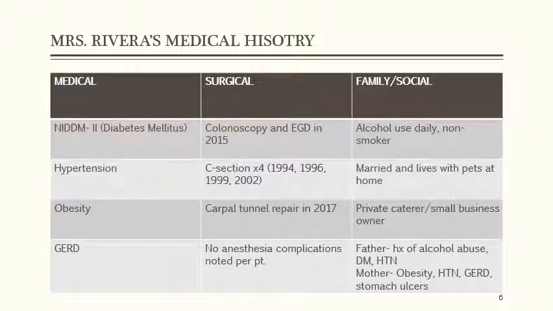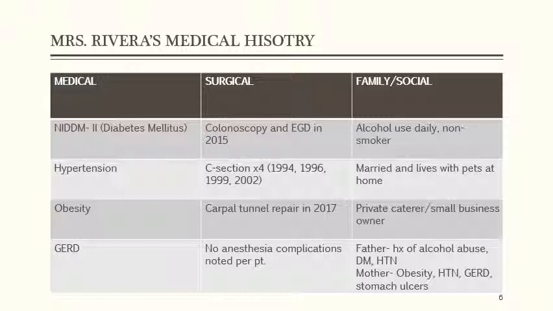Now we can discuss Ms. Rivera's medical history. In her medical history, it's noted that she is a type 2 diabetic. She's non-insulin dependent. She has hypertension, obesity, and GERD. These are all red flags associated with her disease process that we will learn as we go on throughout the case. Her surgical history, she has had a colonoscopy and an EGD in the past. She had 4 C-sections, a carpal tunnel repair, and she notes that she didn't have any anesthetic complications.